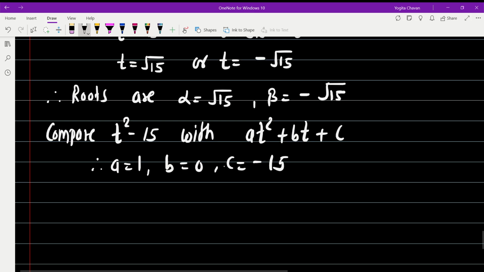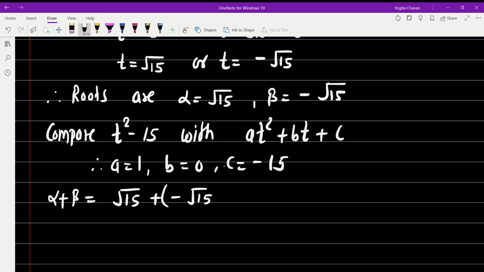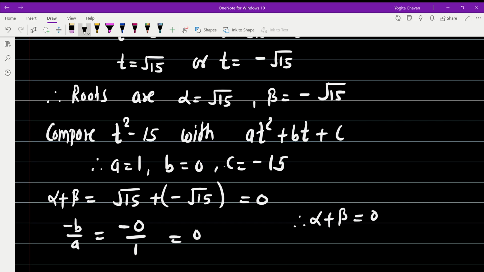Okay, now sum of the roots, sum of the zeros, alpha plus beta is equal to square root of 15 plus minus square root of 15 and is equal to 0. Now minus b divided by a, minus 0 divided by 1 is also 0. Therefore, sum of the roots alpha plus beta is equal to 0 and is also equal to minus b by a.